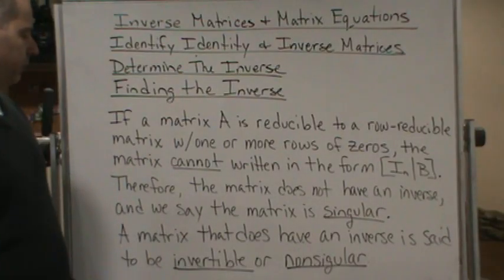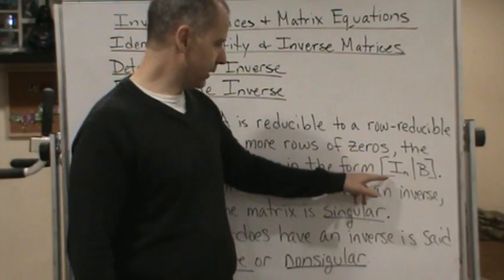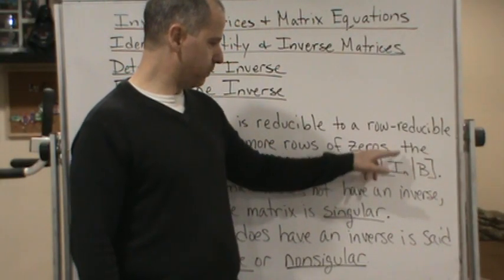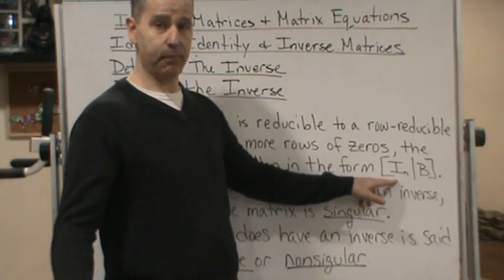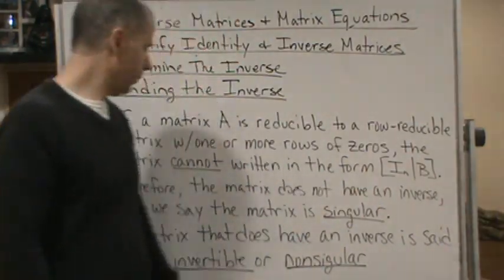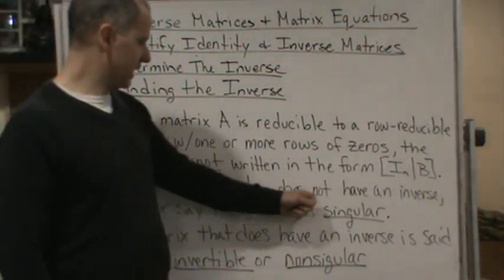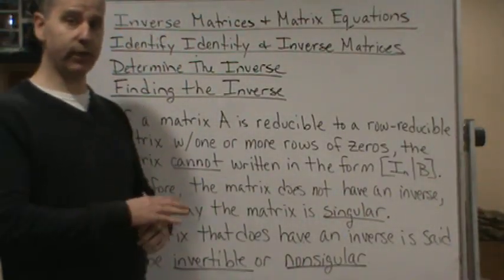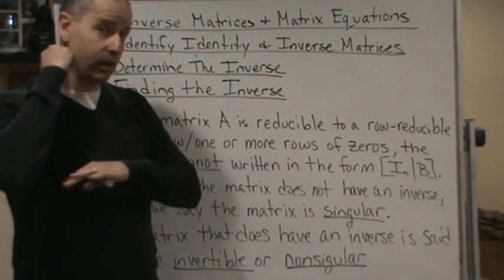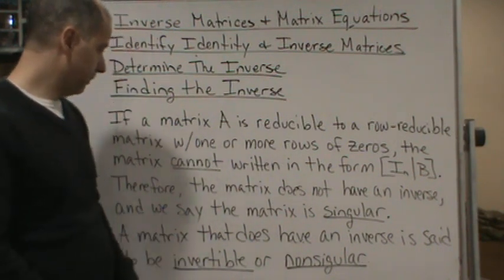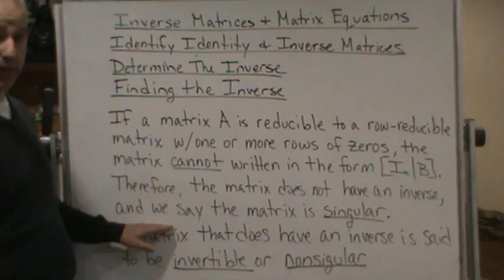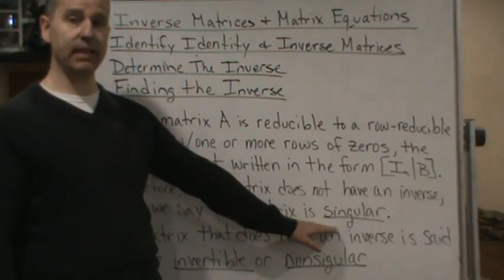Because if you have a row of zeros anywhere in this matrix, then you can't put it in the form of the identity. You just can't, right? So then what happens? Therefore, the matrix does not have an inverse. So if you ever get a row of zeros, then you know to stop, because the matrix will not have an inverse. And basically what we say is that the matrix is singular. We call it a singular matrix.